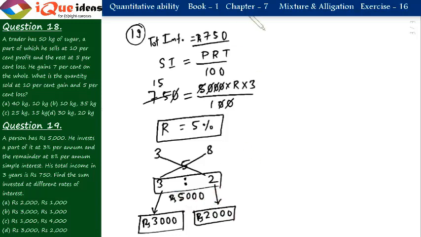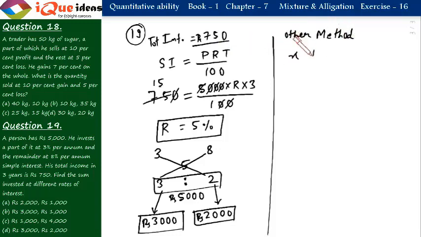Now the other method for the same question is the normal process. The normal process, as in, let's say the amounts are x and y, so x plus y is equal to 5,000. Now we have the first part, that is x, and the interest rate is 3%. So 3 years interest would be 3 into 3, that is 9% of x.